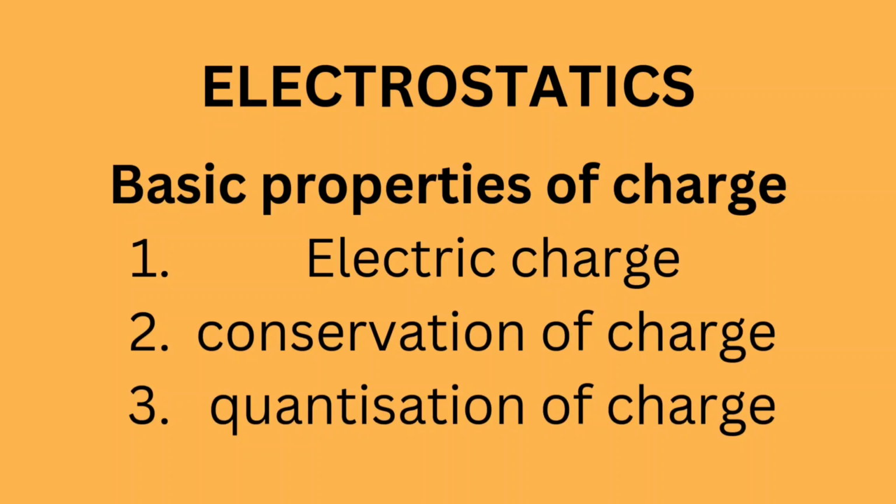How does electric charge work? Charge has three basic properties. First one is electric charge, second one is conservation of charge and third is quantization of charge. You see, electric charge: everything around us is made up of atoms, like the air we breathe, the water we drink, and even our own bodies. They are made up of tiny building blocks called atoms.